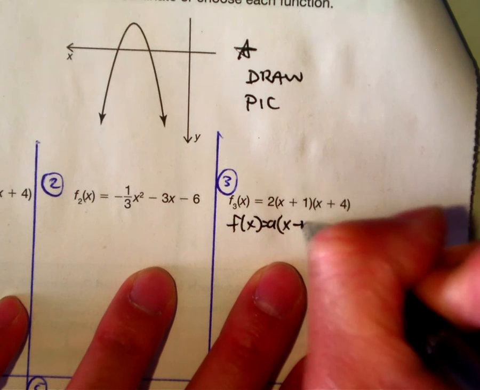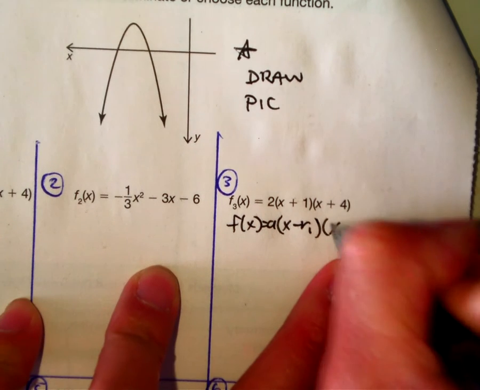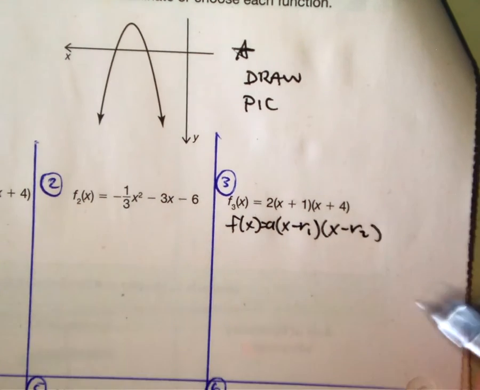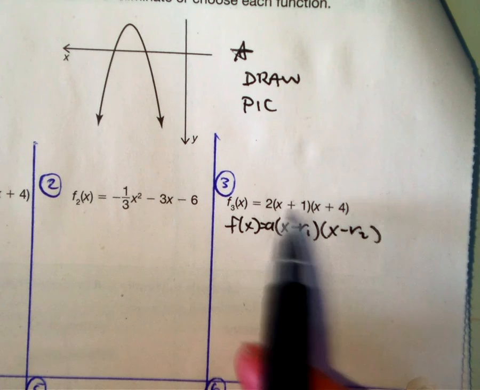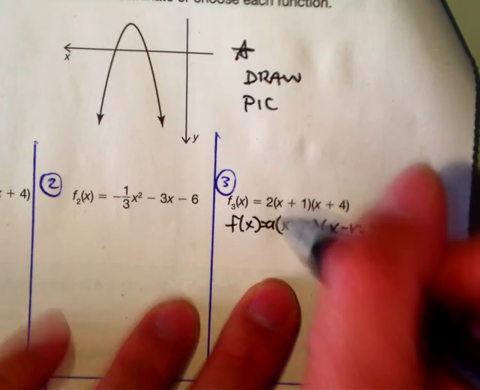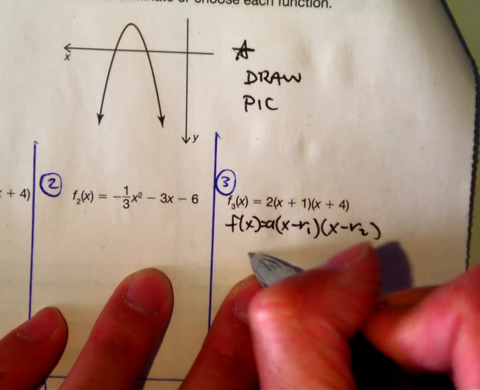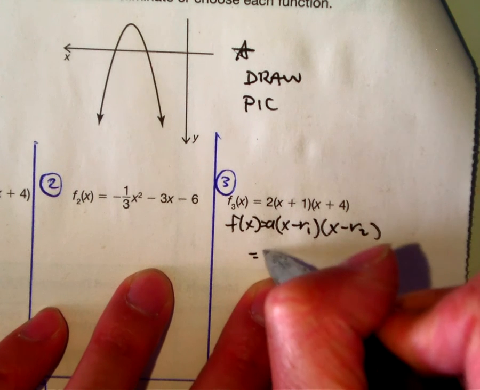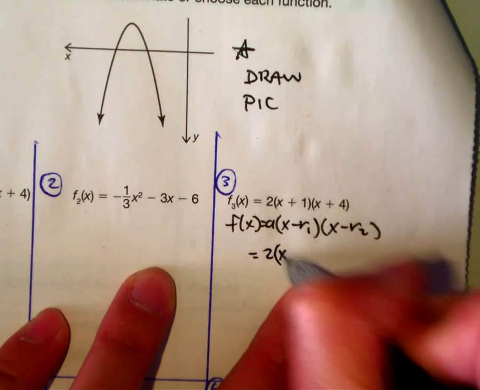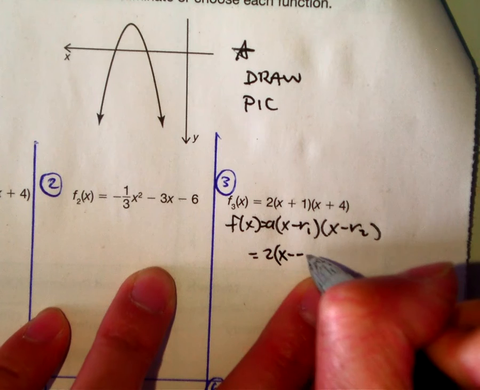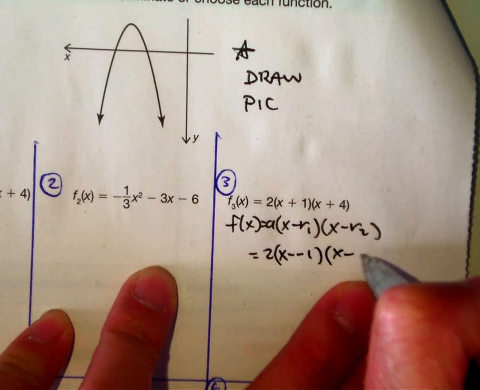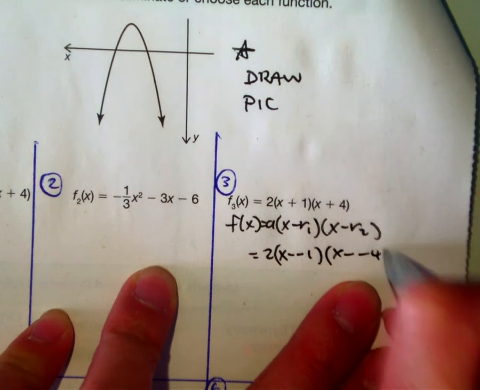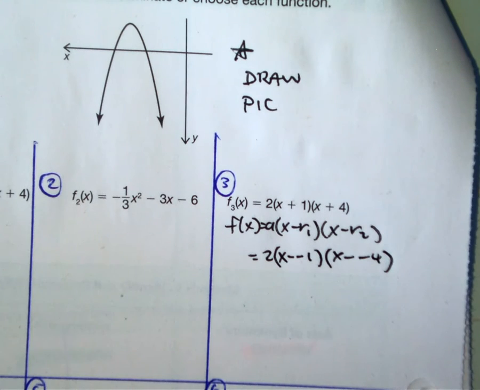AX minus R1, X minus R2. I recognize that the formula has minus signs, but I have pluses, so I'm going to change my pluses into minuses. So I'm going to have 2x minus minus 1 and x minus a negative 4. Okay.